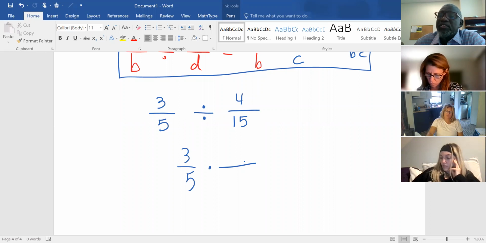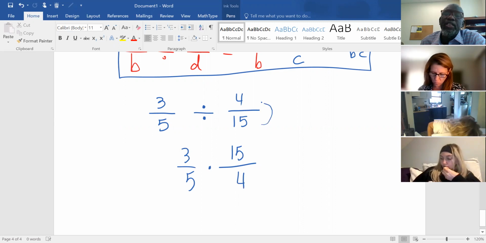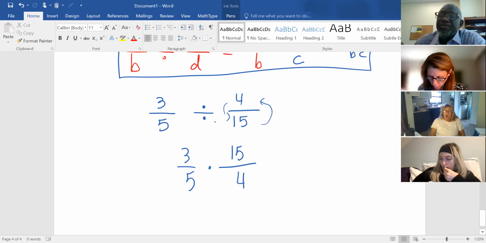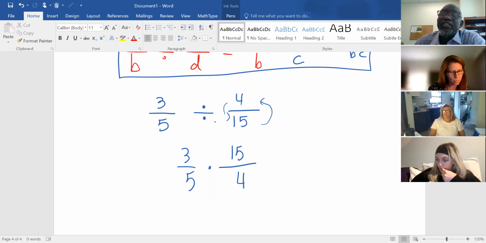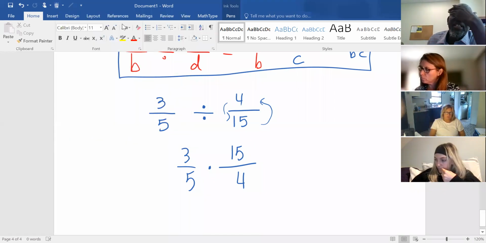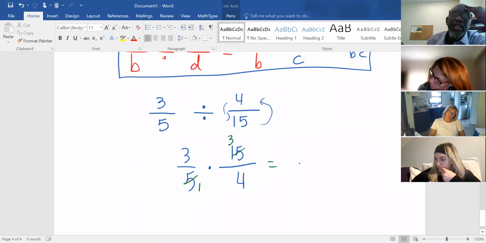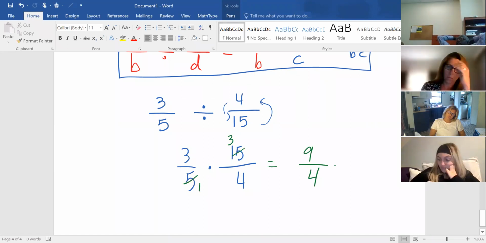It's 3 over 5 times what? 15 over 4. Times 15 over 4. You flip this one right here, and when you flip it over, the division becomes a multiplication, right? Now you can go ahead and do some simplification. You see now what's going to simplify? Now it's not the 3 you can simplify. What you can simplify now is the 5s. That is why we don't try to simplify until we write it as a multiplication. So, 9 over 4. All right, we're going to stop right here for today.